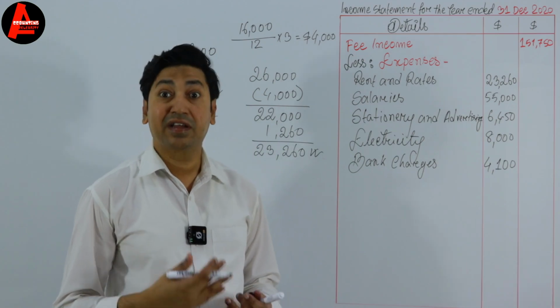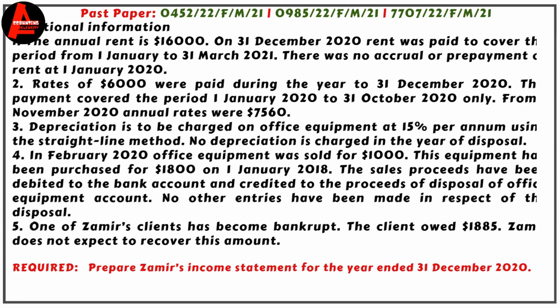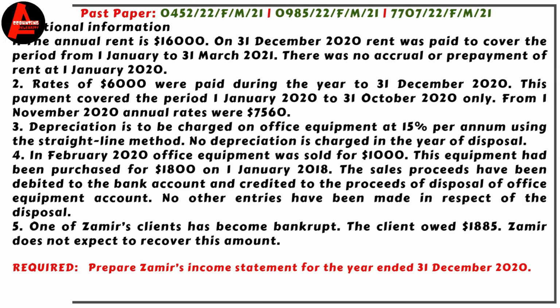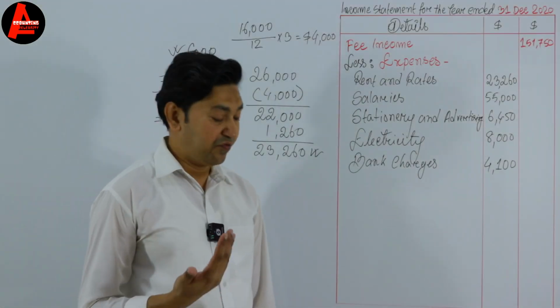Now we will check the adjustments. Okay, so numbers 1 and 2 we have completed. Number 3: depreciation is to be charged on office equipment at 15% per annum using the straight line method. Okay, no depreciation is charged in the year of disposal. So we have here depreciation on the office equipment. It is on a straight line basis.